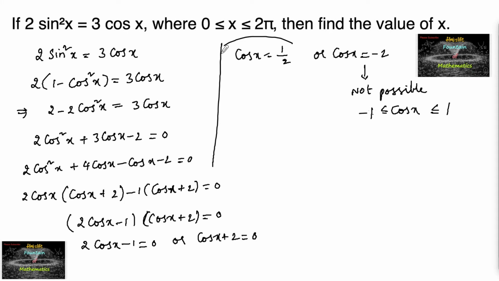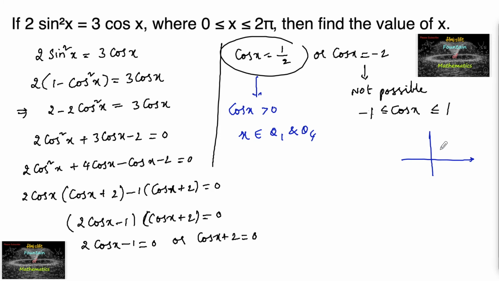So let us consider only cos x is equal to plus 1 by 2, in 0 to 2 pi. Cos x is positive for x belonging to the first quadrant and fourth quadrant. So in the first quadrant we can consider the angle 60 degrees.